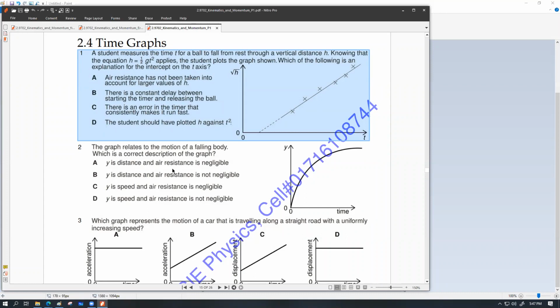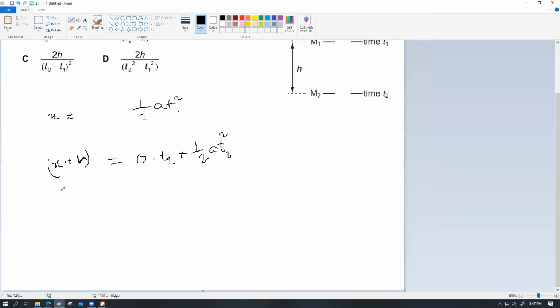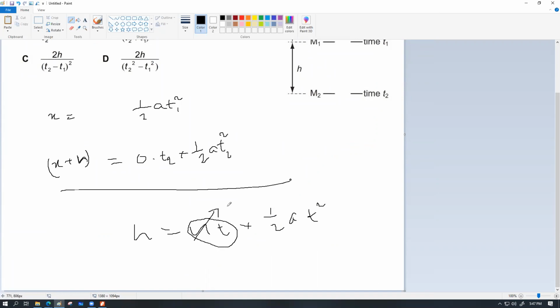Now, try and understand. We plotted a graph of root h versus t, which makes sense because h is proportional to t squared, or root h is proportional to t. For an object dropped from rest, the equation is h equals ut plus half at squared. If ut is not there because u is 0, you essentially get h equals half at squared. So h is proportional to t squared, or root h is proportional to t, which works out.